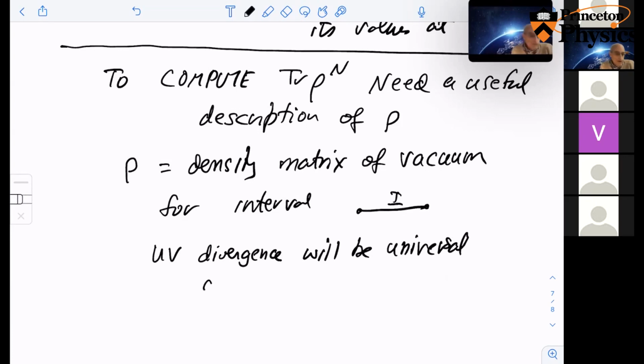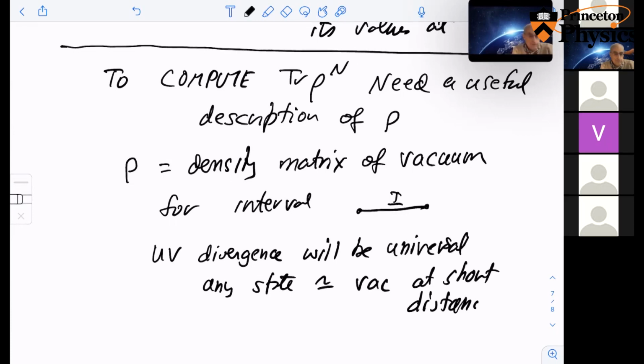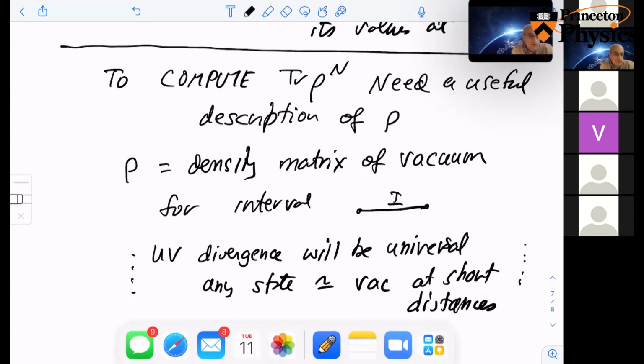That's because any state can be approximated by the vacuum at short distances. So in any other state, some modes are excited relative to the vacuum, but most are not. And the ultraviolet divergence comes from modes of arbitrarily high energy, which are almost all unexcited. So while we compute for the vacuum, we'll get a universal result. Because we get an ultraviolet divergence, it will automatically be universal and valid for all states.